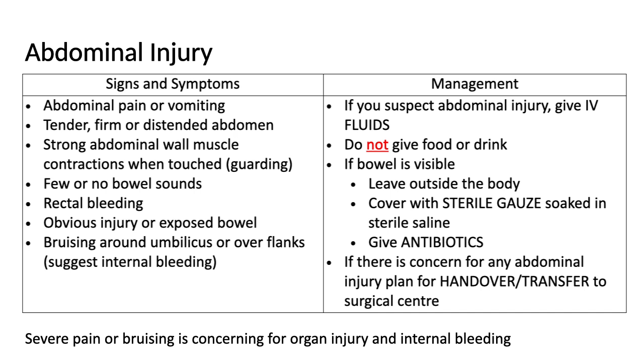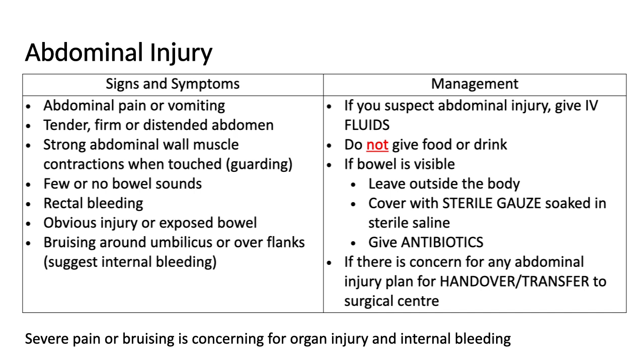Severe pain or bruising is concerning for organ injury and internal bleeding. The patient can have abdominal pain or vomiting, and a tender, firm, distended abdomen. The patient can have guarding, that is strong contraction of the abdominal wall muscle when it is touched. Bowel sounds could be absent or reduced. There could be rectal bleeding. Some patients with an open wound can have the bowel prolapsed outside. And sometimes patients with internal bleeding can have bruising around the umbilicus and on the flank.